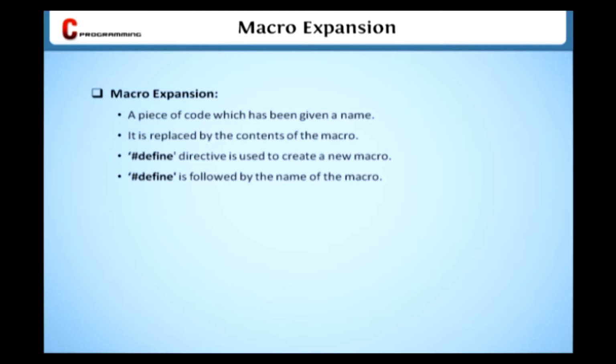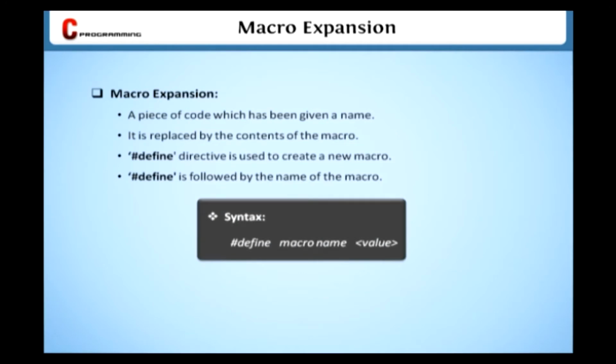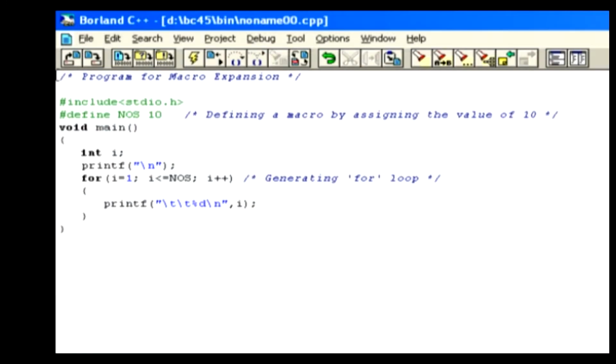If we wish to define a macro, here is the syntax. The #define keyword denotes a preprocessor directive, and macro name is the name of the macro. The value represents a value to be assigned to the macro. Here's a sample program to help you understand the macro. In this sample code, we defined a macro called NOS, which has a value of 10.